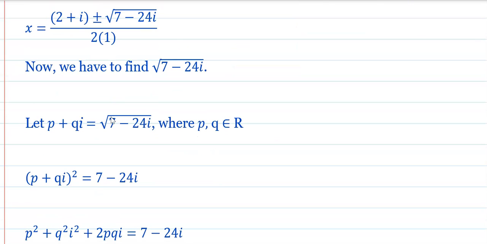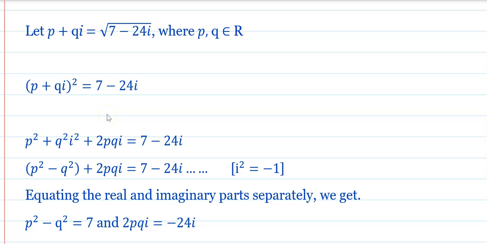Okay, now we have to find the square root of 7 minus 24i. Let p plus qi equal the square root of 7 minus 24i, where p and q belong to the set of real numbers. Now this is just like question number 1. Squaring on both sides, we get (p plus qi) squared equals 7 minus 24i. Expanding, p squared plus q squared i squared plus 2pqi equals 7 minus 24i. Now i squared is minus 1.